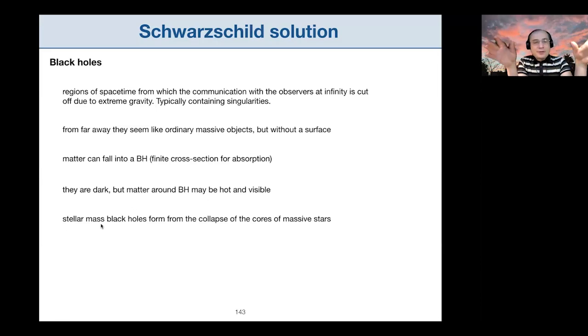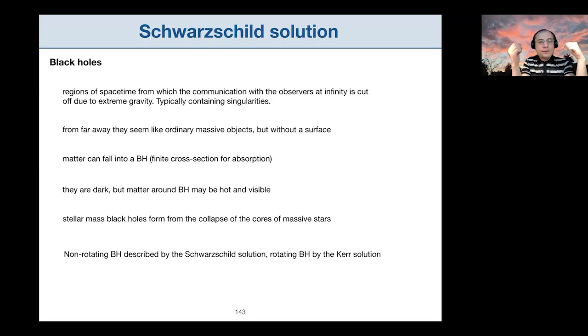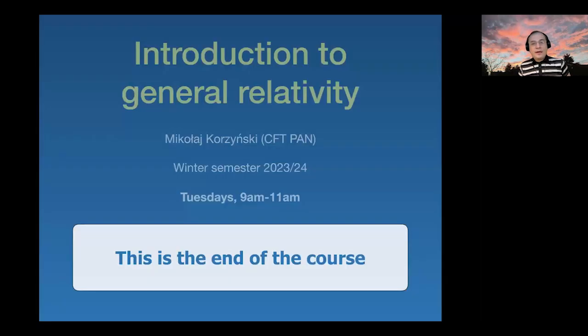The black holes of stellar masses are believed to form from the collapse of cores of very massive stars, which for many reasons cannot support their own gravity. They shrink, and past a certain point, they shrink too much, an event horizon develops, and the whole object turns into a black hole. It's believed that stationary non-rotating black holes are described by the Schwarzschild solution, but if there is angular momentum, then the correct solution is called the Kerr solution. It contains an additional correction because of the spin of the black hole. We did not have time to talk more about that. Okay, and that's the final slide.